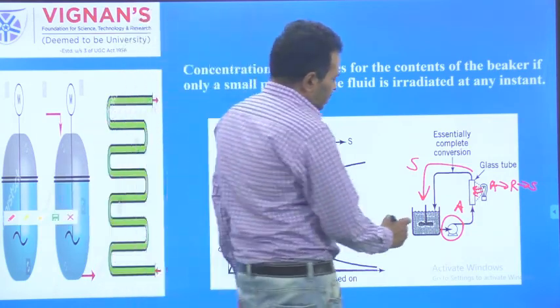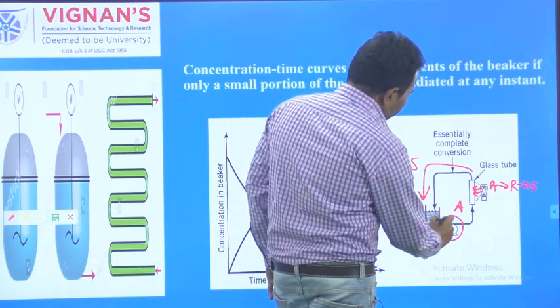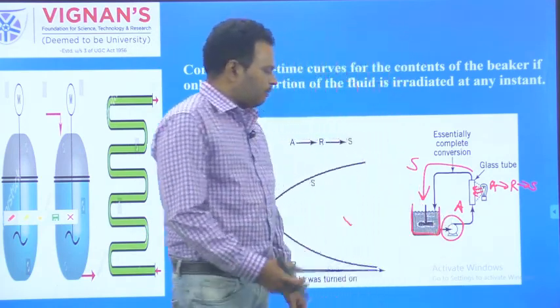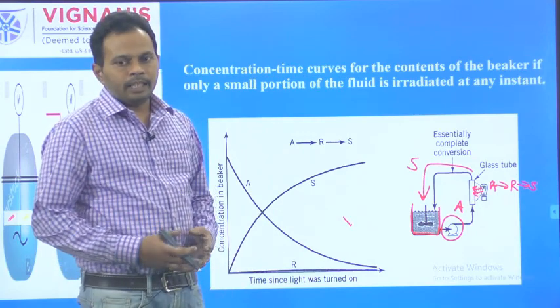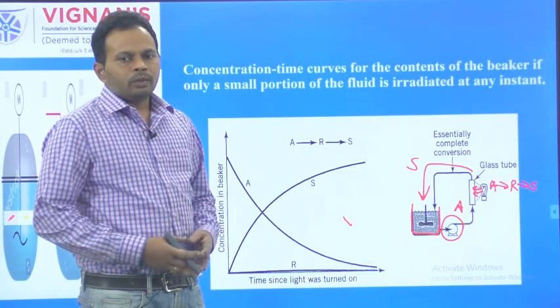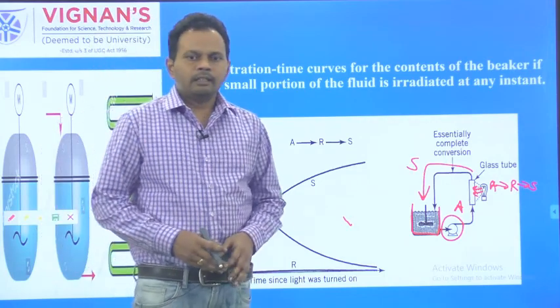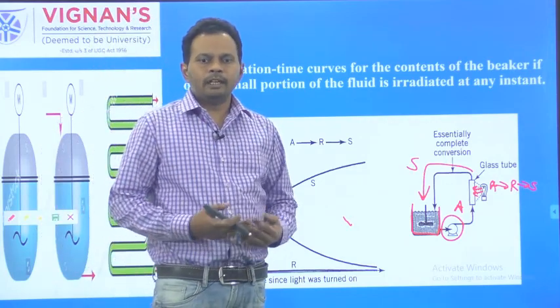So once the reaction is complete, the beaker contains the product S and a small portion of the A left within the beaker. So in this case, without forming R, we can maximize the formation of S.